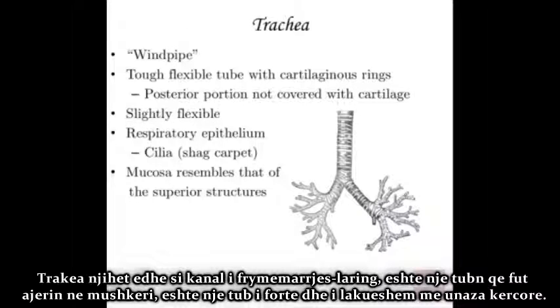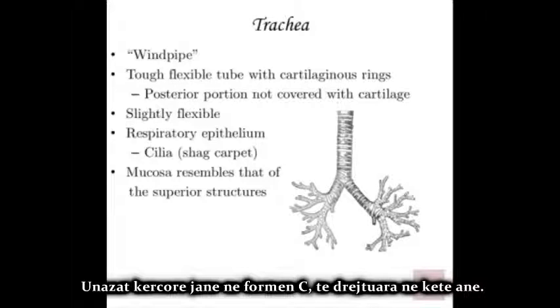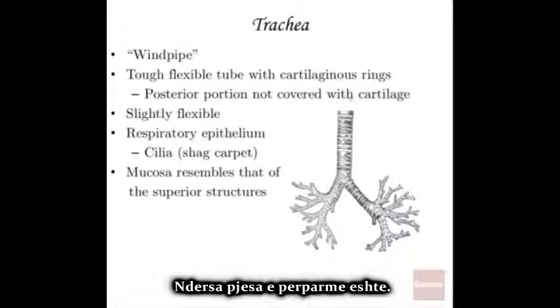But the trachea is known also as the windpipe. This is that tube that's getting air into the lungs. It is a tough, flexible tube with cartilaginous rings. And you can see those rings, as I mentioned a second ago. I could feel them if I rub right here. Those cartilaginous rings are kind of C-shaped, pointing this way, because the posterior or back portion is really not covered with cartilage in the sense that the anterior portion is.